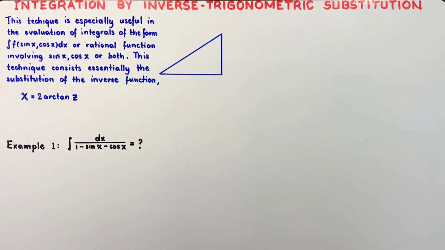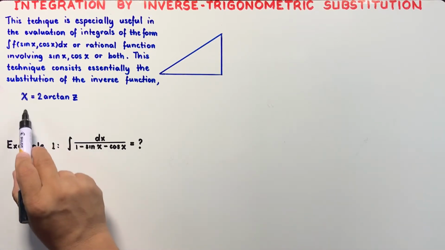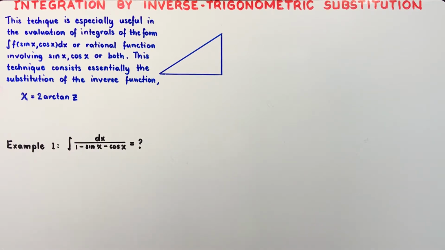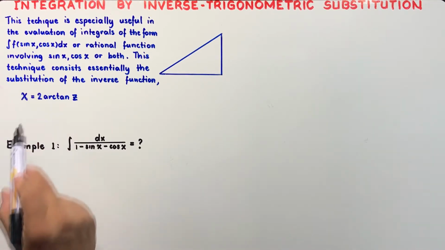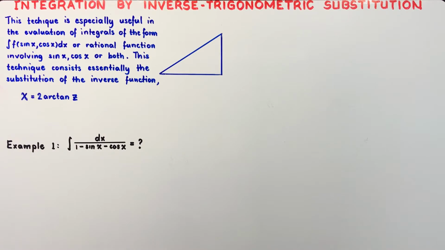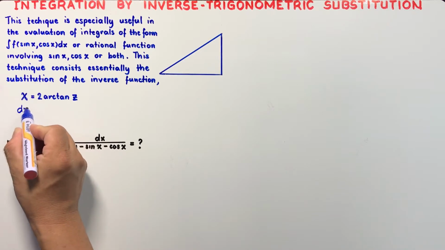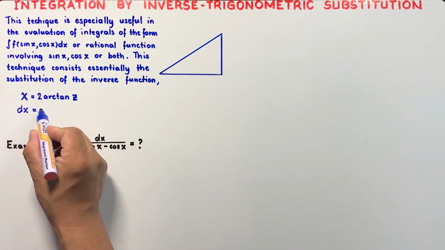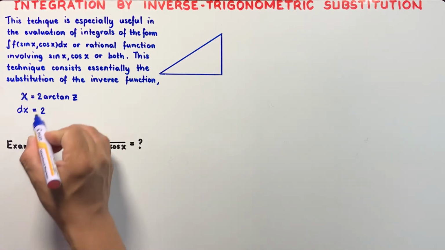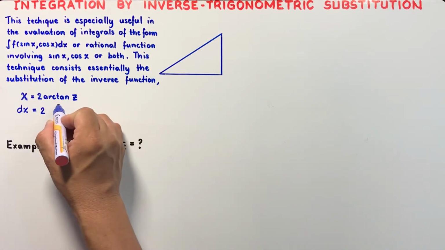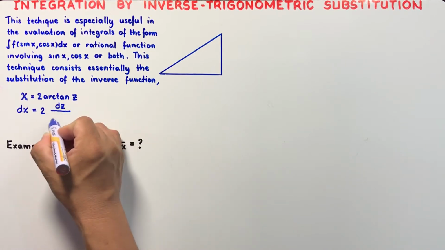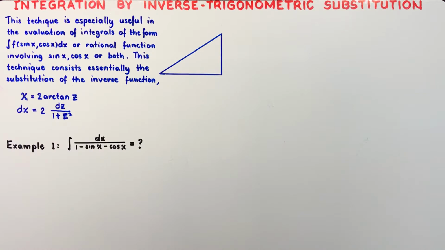x or both. This technique consists essentially of the substitution of the inverse function x is equal to 2 arctangent z. So your variable of integration x will be substituted by this 2 arctangent of z. And if we are going to find the derivative of this x, we have dx, which is equal to 2, because 2 here is a constant, times the derivative of arctangent z, which is dz over 1 plus z squared. So this is the differential of your x.